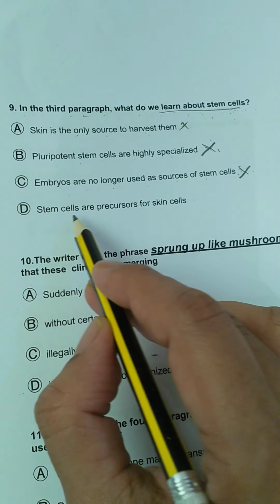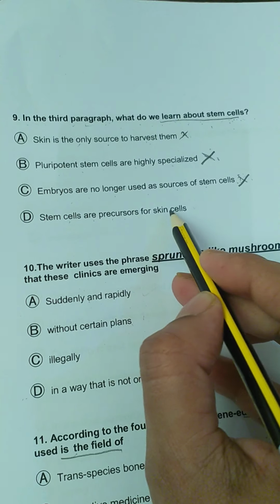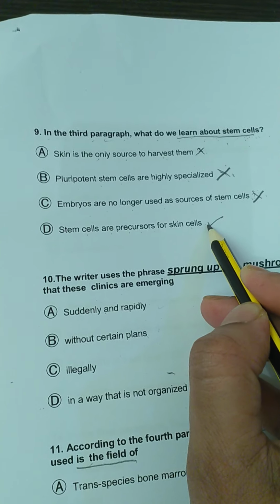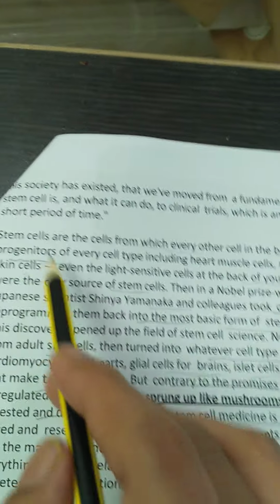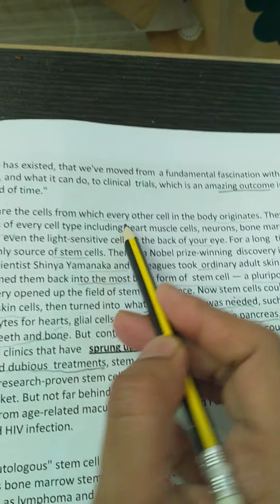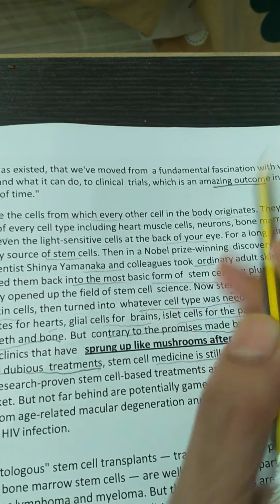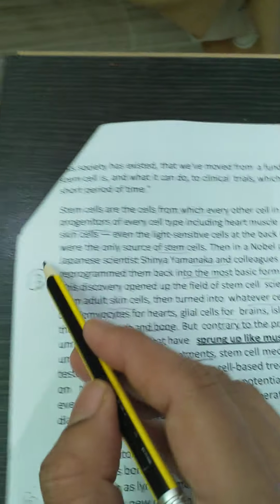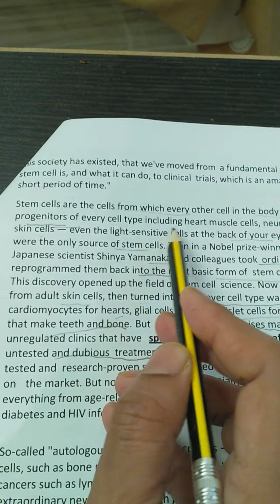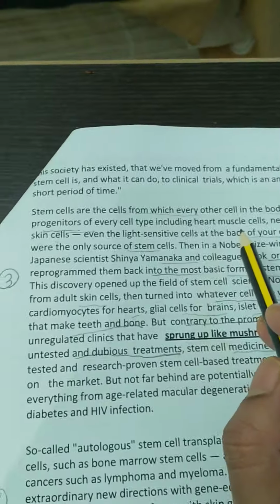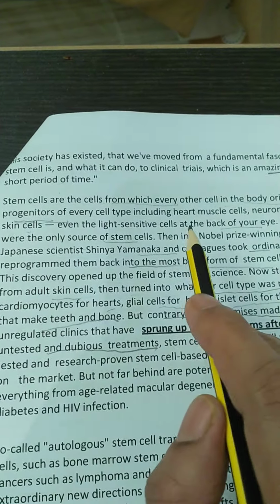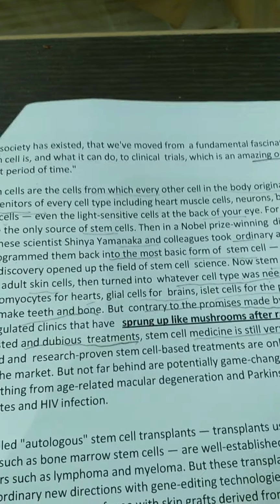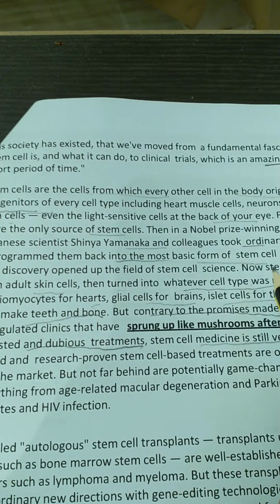So what is left there? The stem cells are the precursors of our skin cells. So this is the right answer. How can we confirm it? See, first of all it's mentioned here, stem cells are the cells from which every other cell in the body originate. That is the founder. Then another word they mention, they are the progenitors of every cell type including heart muscles. Progenitors has the same meaning, the precursors, that is the founder or the ancestor. So this is the right answer.